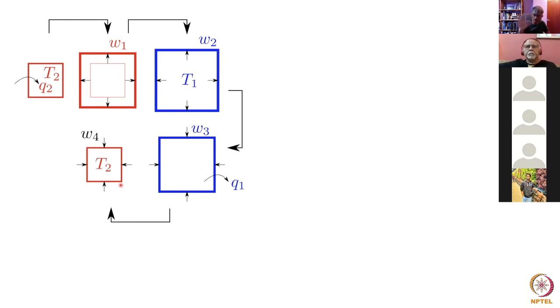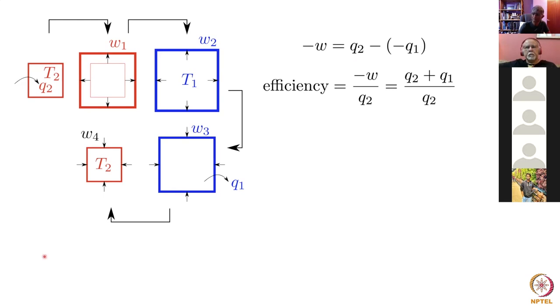Now the total work done by the object is minus W. You remember our sign convention that if you're doing work, then it's a minus, and if work is being done on the object, then that's a plus W. So minus W is equal to the heat that we put in. And remember that the heat that we take out has a minus sign in front of it. So the work done is the difference between these two quantities. And therefore, we can define the efficiency as the work done by the heat put in. We're not concerned with this because this is the actual energy that we put into our fluid. So minus W over Q2 defines the efficiency of this cycle. And of course, minus W is Q2 plus Q1, over Q2.